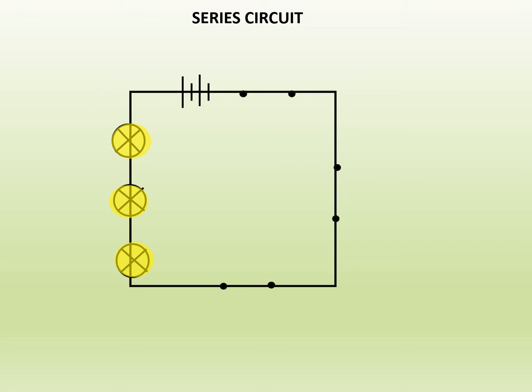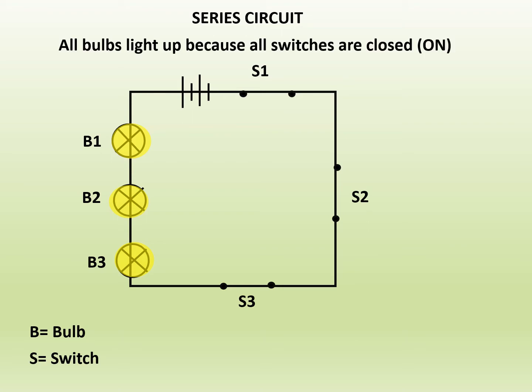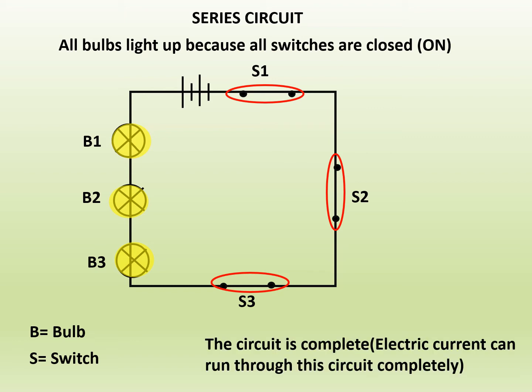And we can also see here that this series circuit has three bulbs. B is for bulb, and it also has three switches. S is for switch. All the bulbs in this circuit light up because all the switches are closed or on. So the circuit is complete, where the electrical current can run through the circuit completely.